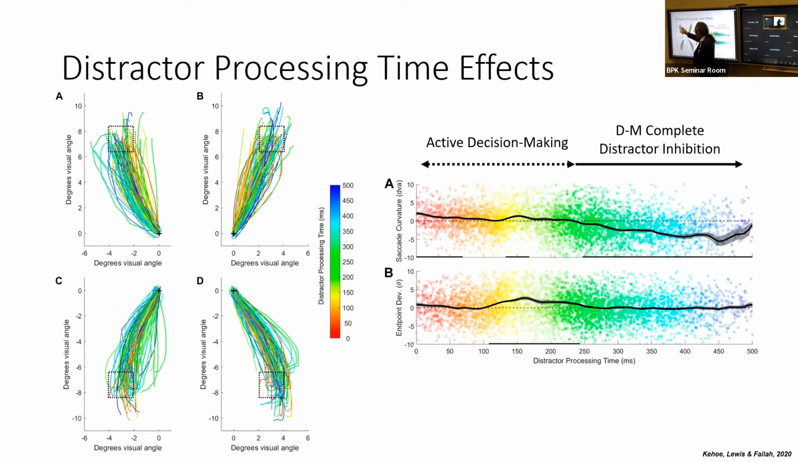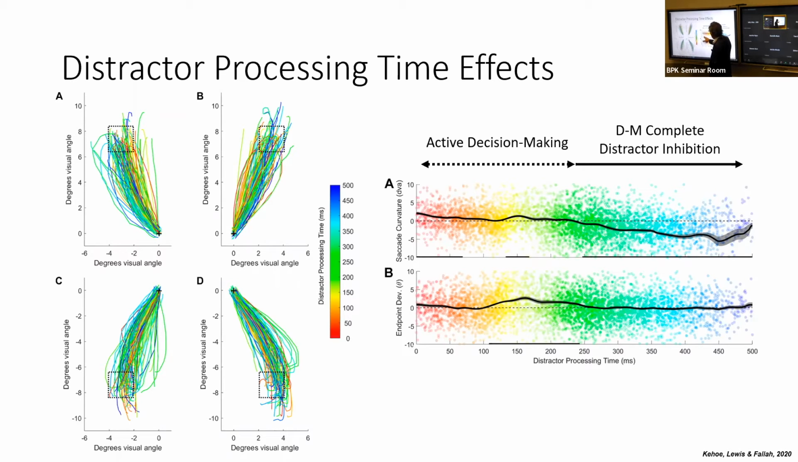So here's some actual eye movement trajectories, and we've color-coded them by the distractor processing time. And you can see that there's a bit of a gradient where the shorter distractor processing times are showing curvatures in one direction, and the later distractor processing times are showing curvatures in the other direction. We can plot this out. And again, we've color-coded them by the times, but we've gone away from binning. We're using a bit more of a better method for the chronometric modeling. And that's why we're not seeing them in bins.